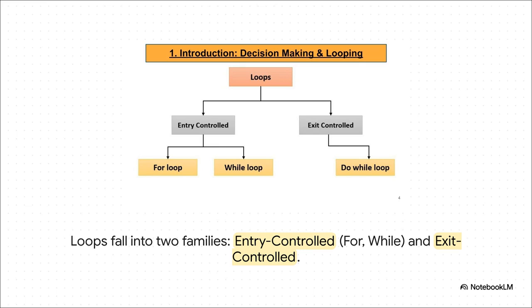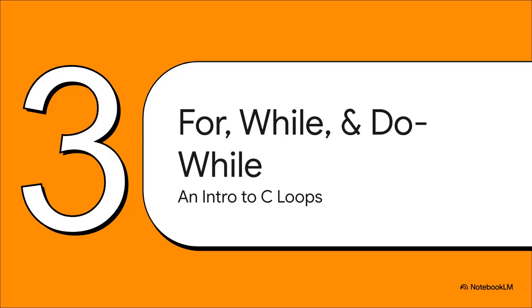On one side, you've got your entry-controlled loops, like for and while. Think of them as a strict bouncer at a club. They check your ID, or the condition, before they let you in. If the condition isn't met from the very start, the code inside might never run at all. Then, on the other side, you have exit-controlled loops, like do-while. They let the code run once, no questions asked, then they check the condition to see if they should do it again.